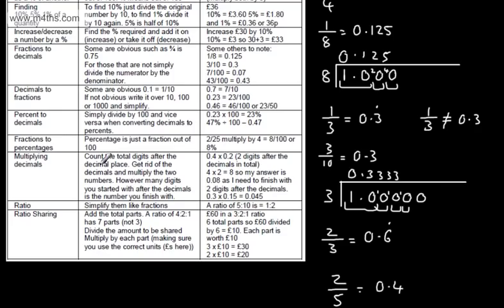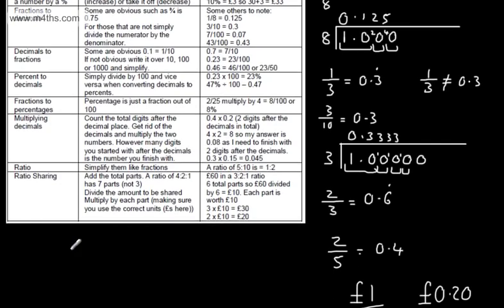Right, okay, the other way, decimals to fractions. Some are just obvious. All we're going to do with this particular case, for example, 0.1 is equal to 1/10. If we have, for example, 0.23, this is going to be now 23 over 100.